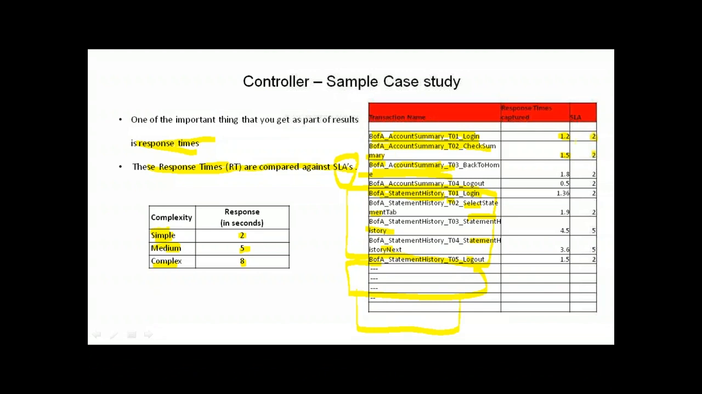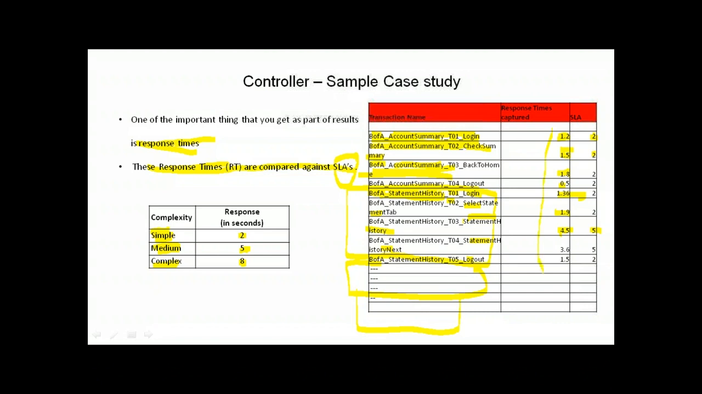For each one of them, you have to compare against the SLA. For simple transactions, it is 2 seconds. For medium complexity, it is 5 seconds. For complex transactions, it is 8 seconds. Let's assume these are the transactions that you have achieved. Let's say checking the transaction history is taking 4.5 seconds, but it is of medium complexity, so the SLA is 5 seconds. You have achieved 4.5 seconds. It is good. So like this, you compare against the SLA.